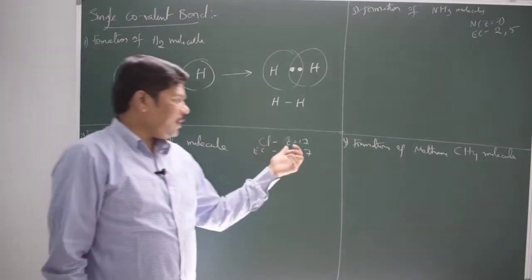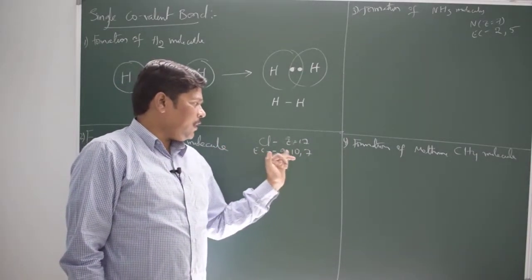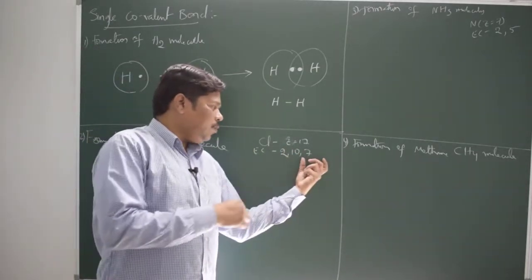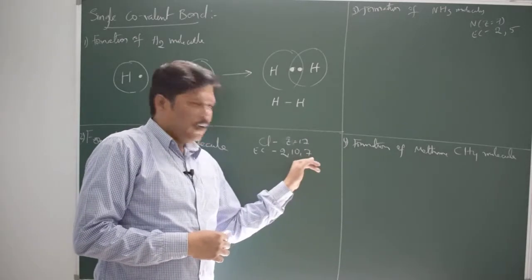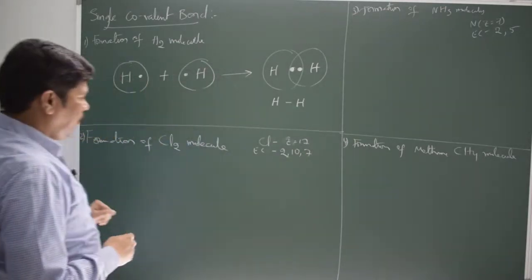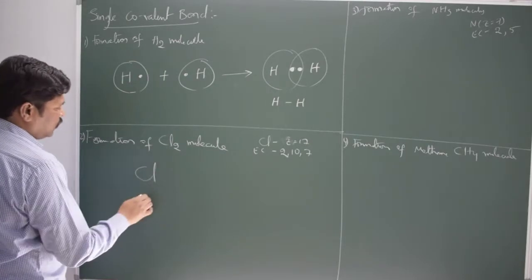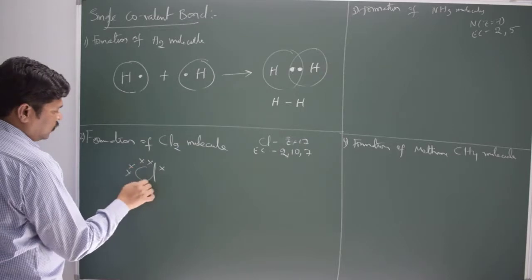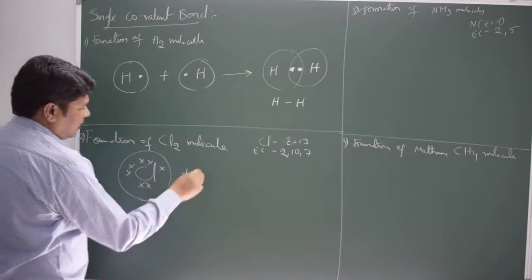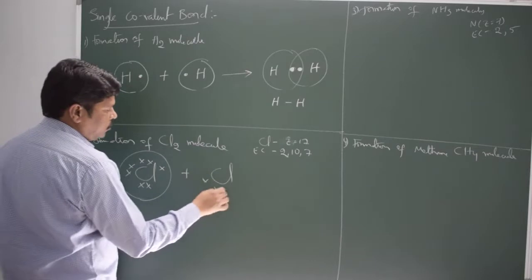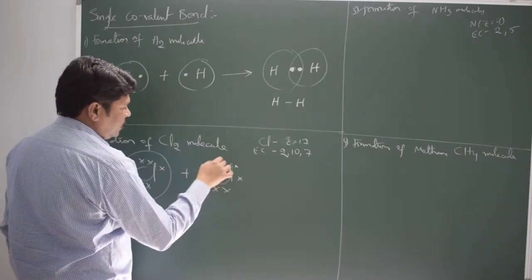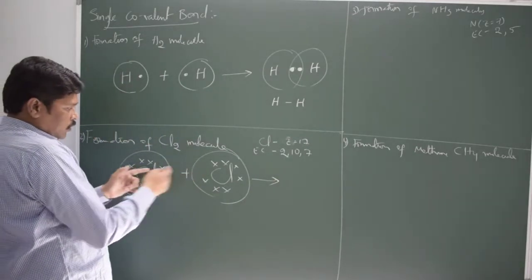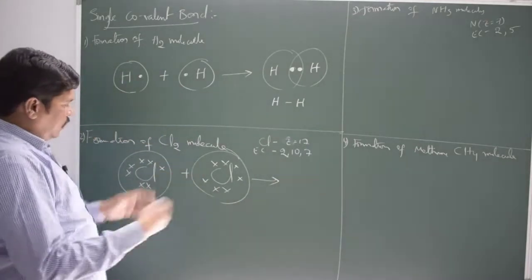Chlorine has atomic number 17. So 2, 8, 7 is the electronic configuration. For representing the atom in Lewis symbol, we are going to consider the valence electrons, 7 electrons. So I'm going to write the 7 electrons, 1, 2, 3, 4, 5, 6, 7. This is one chlorine atom. Another chlorine atom, I'm going to take 1, 2, 3, 4, 5, 6, 7. Both will share one electron each, so that each chlorine atom will have 8 electrons.